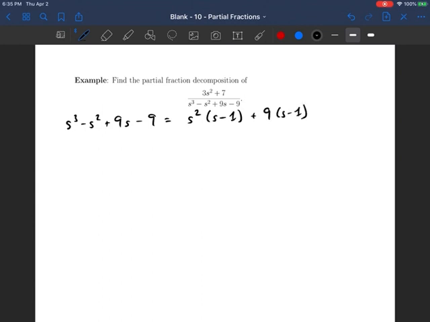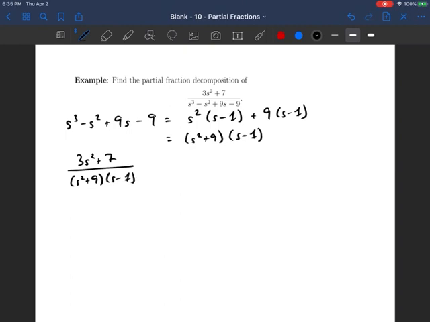So we have to factor the bottom here, s cubed minus s squared plus 9s minus 9. We can do this by grouping. We could pull out an s squared from the first two terms and have s minus 1. And we can pull out a 9, and that leaves us with an s minus 1. And so we can see that this is (s squared plus 9) times (s minus 1). And this can't be factored any further. S squared plus anything positive is an irreducible quadratic. So now we have the form of the denominator.